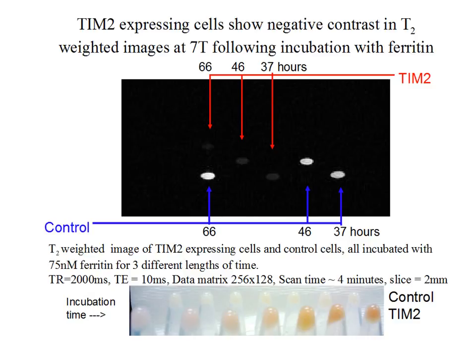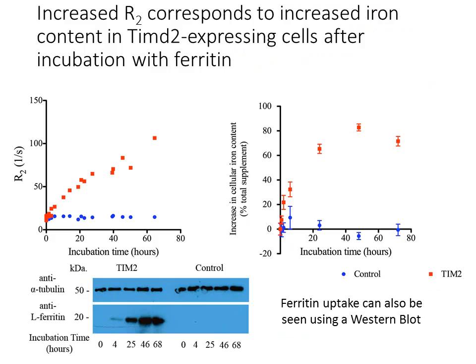And if you look at the tubes in the bottom panel, you can clearly see in the Timd2 expressing cells that have taken up ferritin, a color change in the cells because there's significant iron uptake. In this experiment, we've correlated increases in R2 relaxation rate with increases in cellular iron content. So if we just look at the Western blot shown at the bottom, alpha-tubulin is just used as a control for loading.